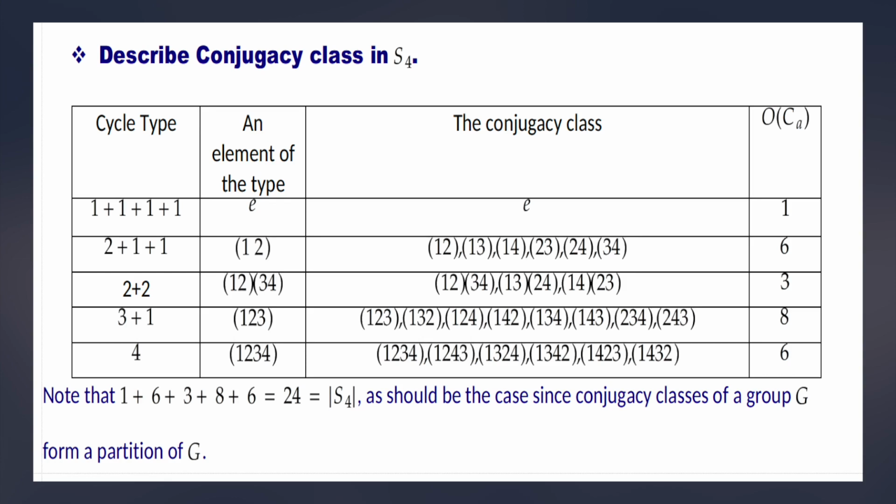Note that 1 + 6 + 3 + 8 + 6 is equal to 24, the cardinality of S4, as should be the case since the conjugacy classes of a group G form a partition of G.